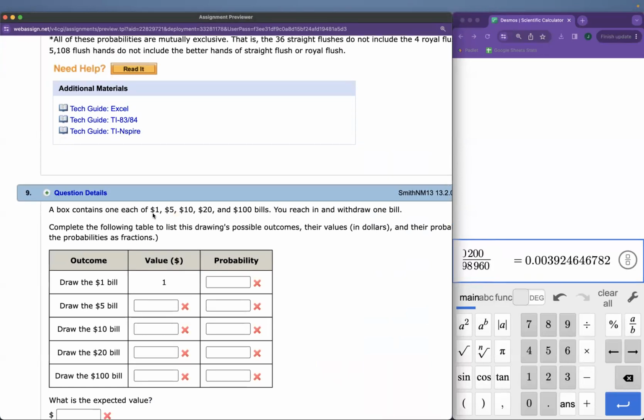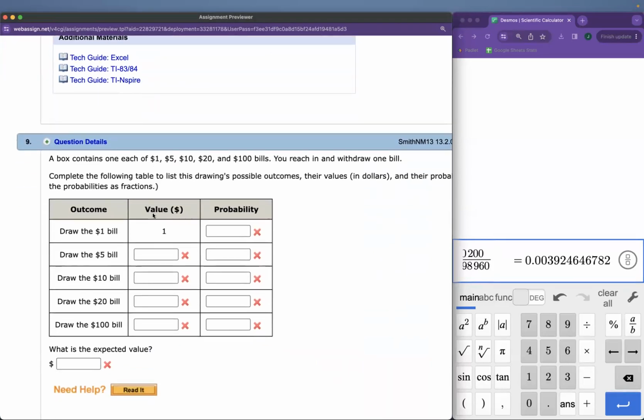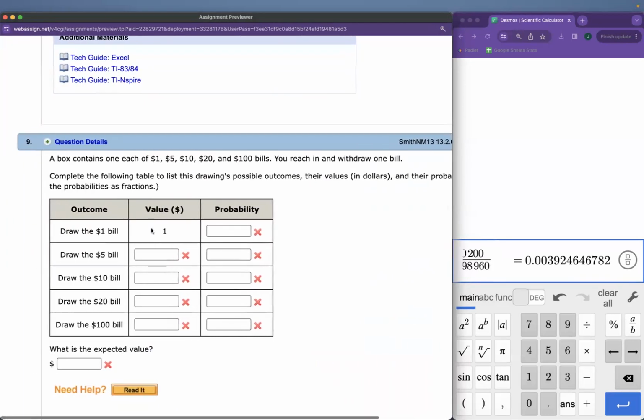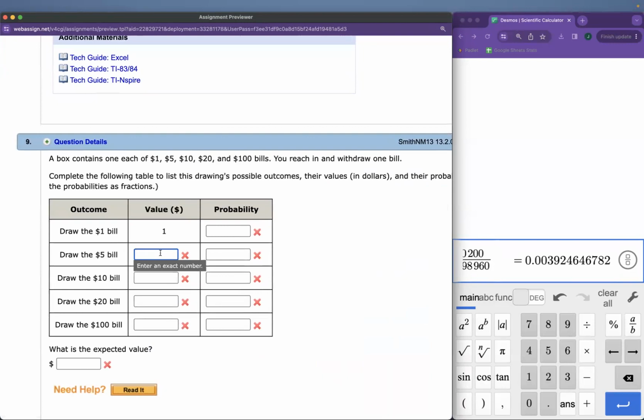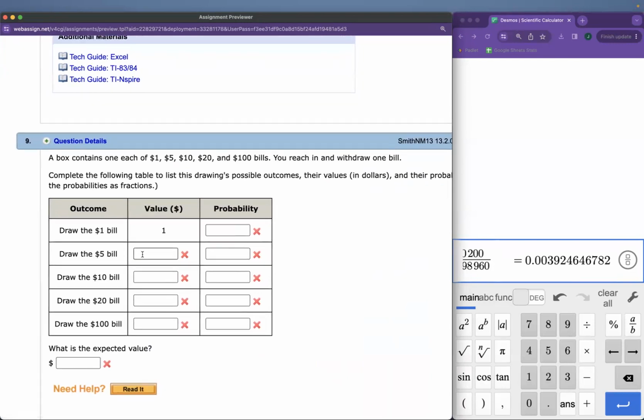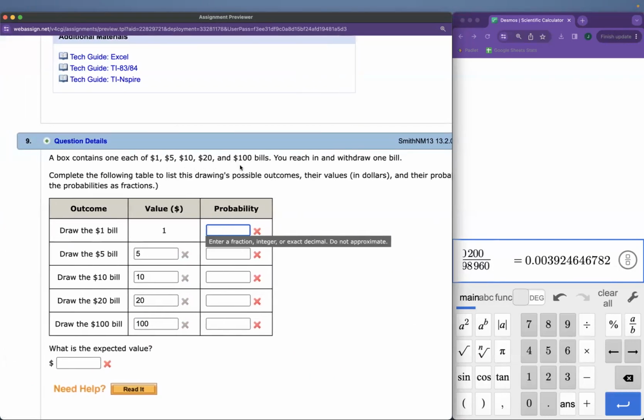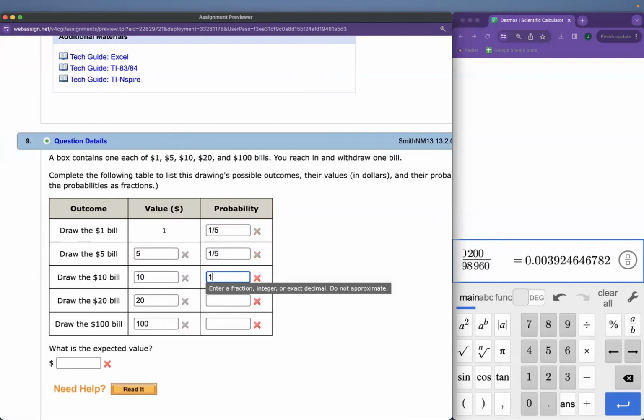You reach in and withdraw 1 bill. Complete the following table to list the drawing's possible outcomes, their values in dollars, and the probabilities. So the values, $1 bill gets $1. Next one, $5 it gets 5, $10 gets a 10, 20 gets a 20, 100 gets a 100. And the probabilities are all the same, and the probabilities are fractions. There's 1, 2, 3, 4, 5, and there's 1 of each. So it's just going to be 1/5 for every one of those.